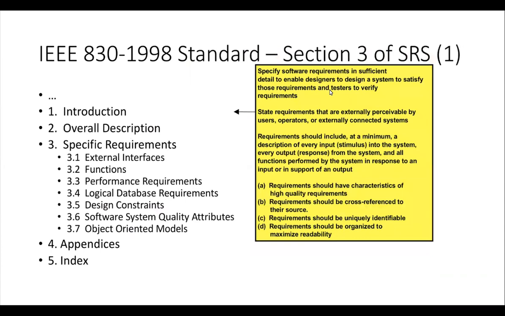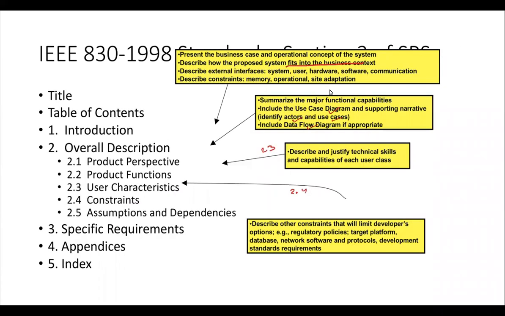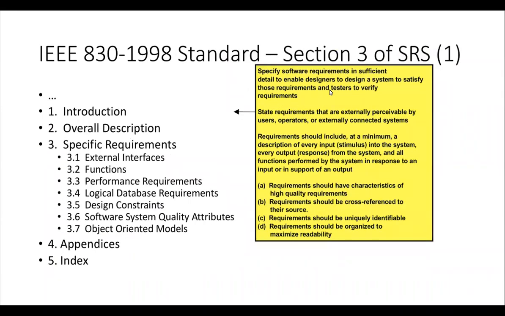So in section 3, after we have all the information in section 2, which is an overall description describing the product perspective, product functionality, user characteristics and constraints, and any other assumptions that would be needed, we now go to section 3. Section 3 specifies requirements in more detail.